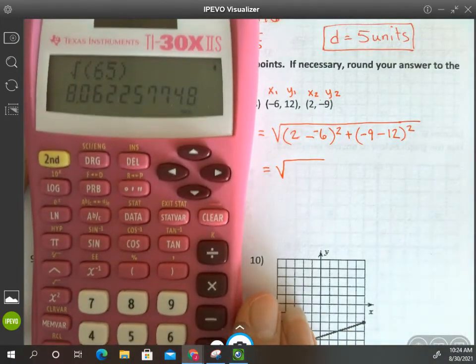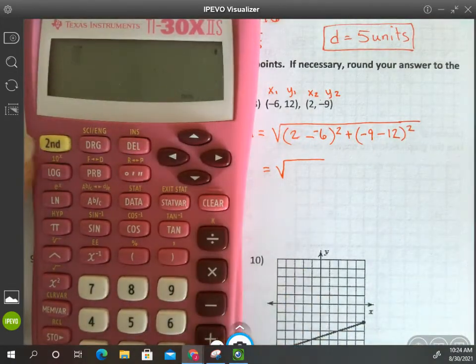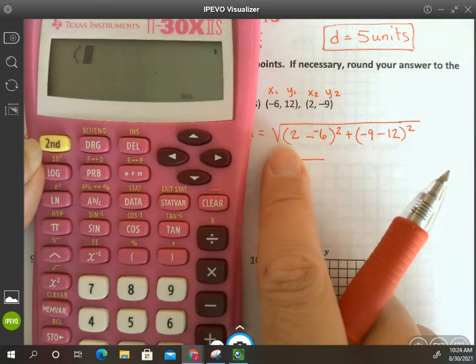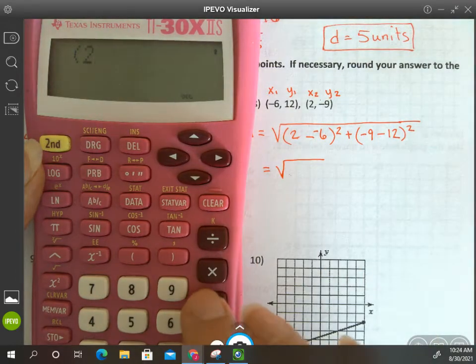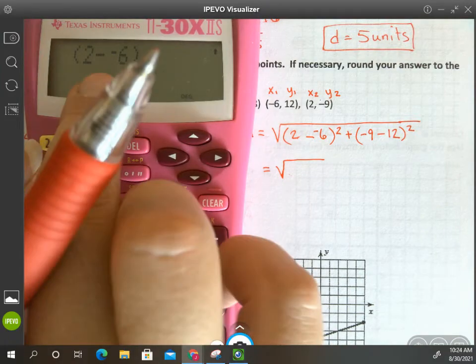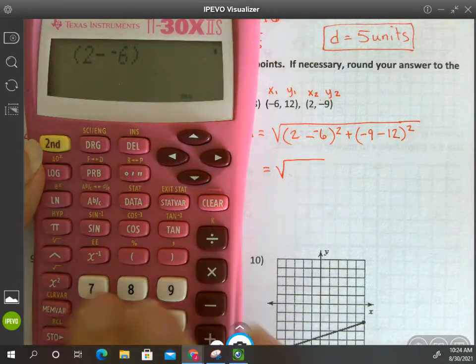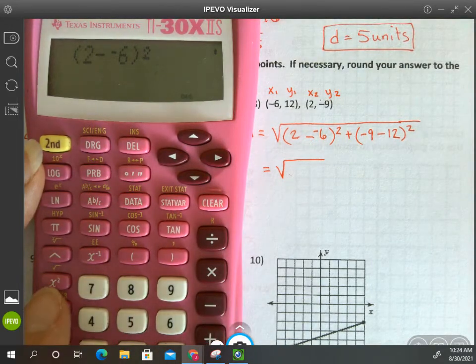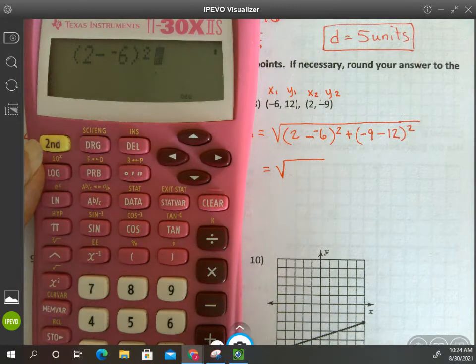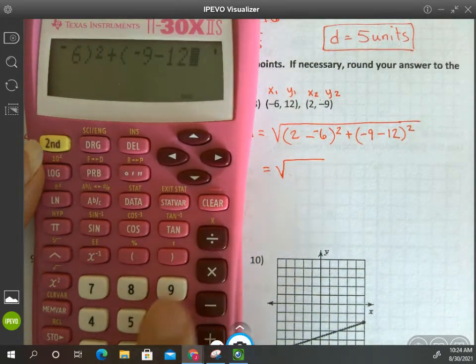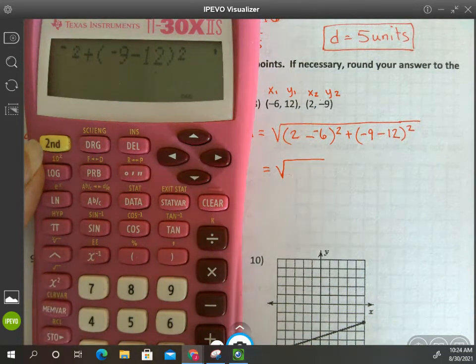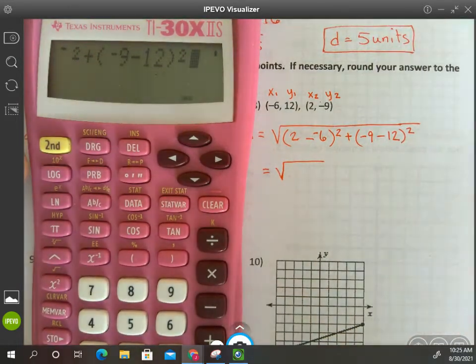Let's put this in. So clear what's in there. Parentheses. So don't put the square root, just the parentheses. 2 minus a negative 6. So make sure you're using the minus and the negative sign, or some of you just change it to plus. Square it. Everyone found where their square is? Plus, parentheses, negative 9 minus 12, close the parentheses, power of 2. All right, what are we getting? Yeah, it should be 505. Do we agree?